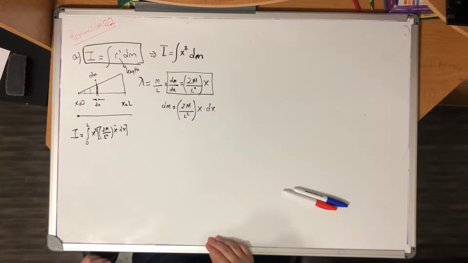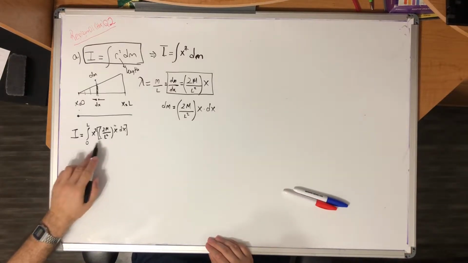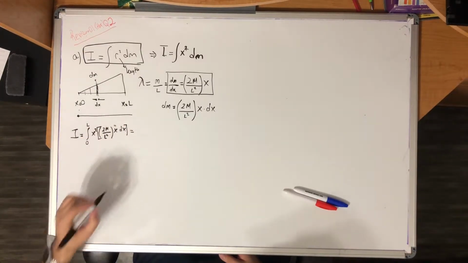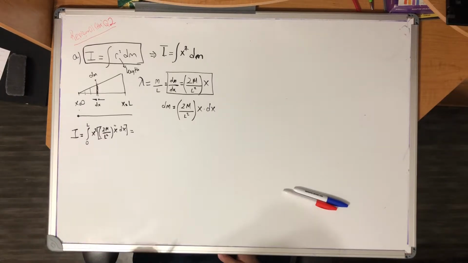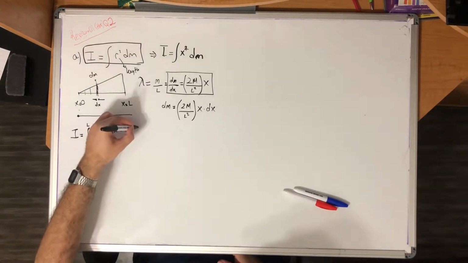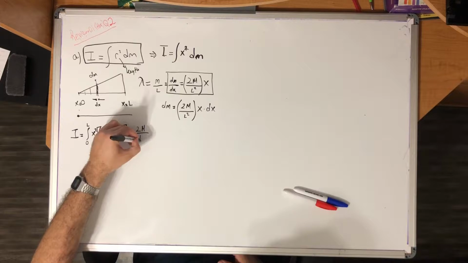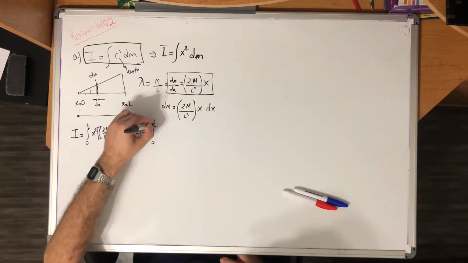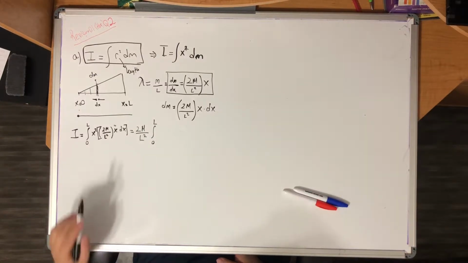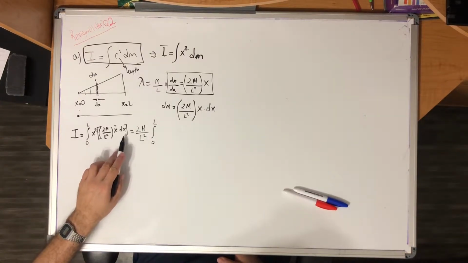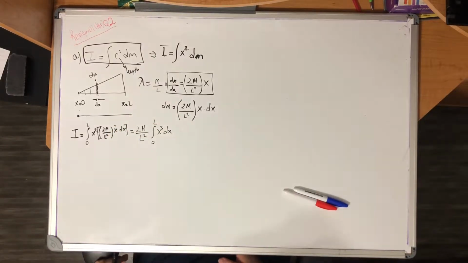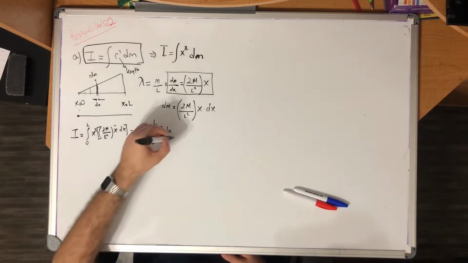You should be comfortable solving that integral right now, because you have just a power of x in that equation. So let's rewrite this. 2M over L squared can come out because that's just a constant. I'm going to have an integral from 0 to L of x squared times x dx, so x cubed dx. So then what will be my integral?